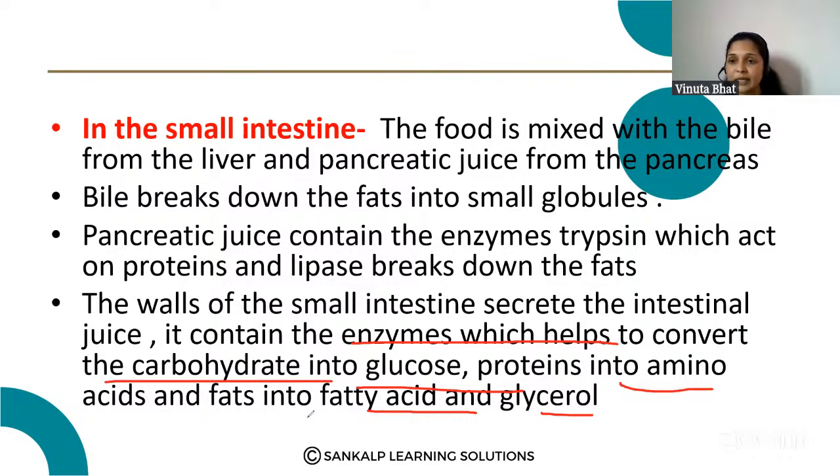First, with the help of bile juice, which is secreted by the liver, which acts on the fats, and pancreatic juice which contains the enzymes trypsin and lipase which act on protein and fats, and final digestion takes place with the help of enzymes present in the intestinal juice. So how does this intestinal juice convert? Finally, carbohydrates are converted into glucose, proteins into amino acids, and fats into fatty acids and glycerol. So this is how the digestion takes place in the small intestine. Very important question. Please note down this. I hope you know the answer for this question.